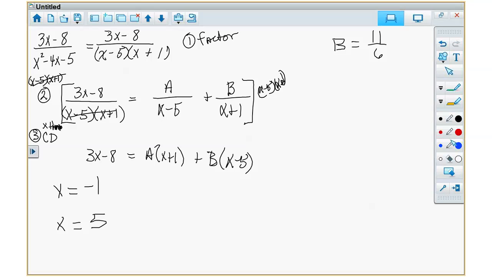Now plug in the 5. You get 3 times 5 is what? 15 minus 8 is 7. 5 minus 5 is 0, so what happens to the b term? It goes out. So you get a, and then 5 plus 1 is 6. So a is equal to what? 7 over 6.